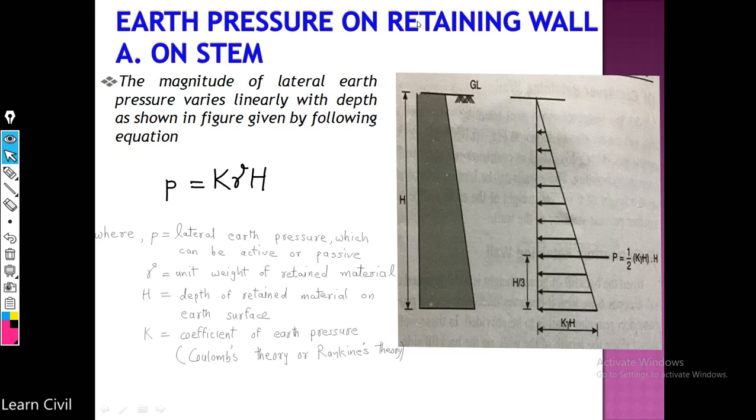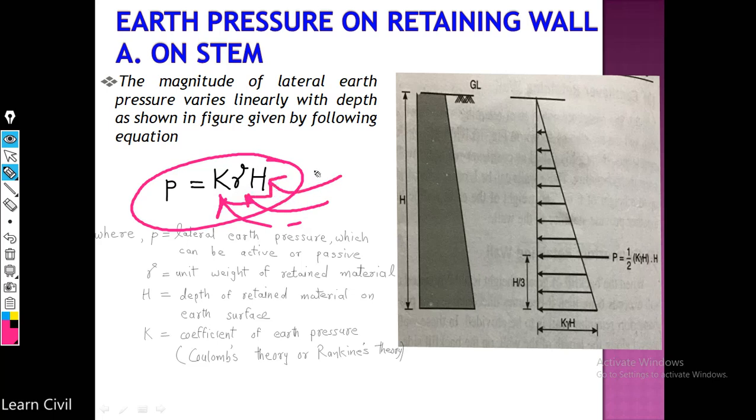This is the pressure which is acting on the stem of the retaining wall. The pressure will be K gamma H, K into gamma H, where K is the earth pressure coefficient, gamma is the unit weight of the soil mass retained by the retaining wall, and H is the height of your retaining wall.